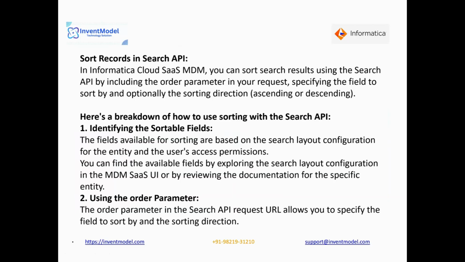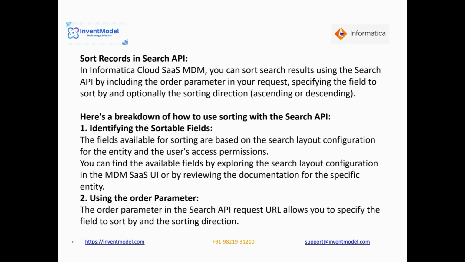Sort records in a search API. When we search for records, sometimes we need to see them in sorted order, maybe ascending or descending. For that, we have options to sort the records in our search API. So how can we sort the records using the search API? We will go into the details.